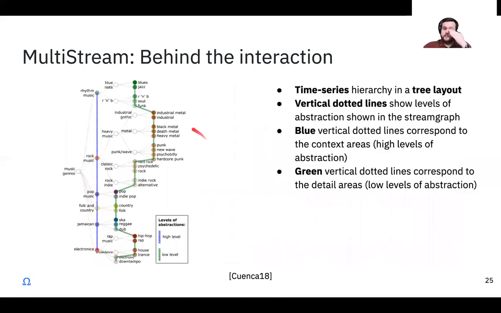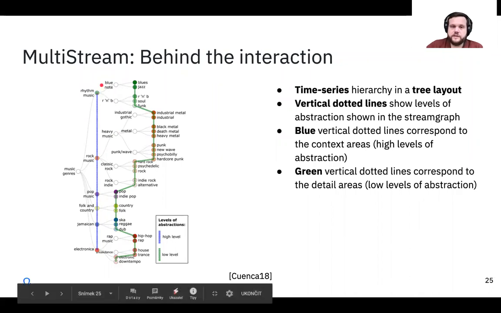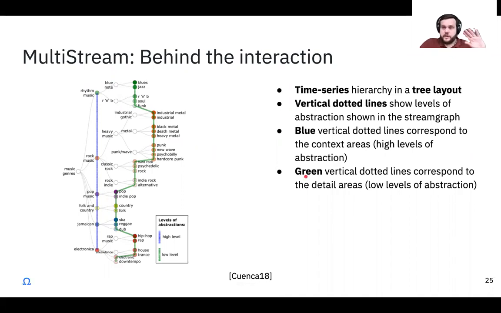A bit more about this topical tree. It's a time series hierarchy in a tree layout. The vertical dotted lines show levels of abstraction. The authors of the paper use the words high level abstraction or context areas for the blue connected levels, and for the green connected levels, those are the detail areas. So they say context, detail: in context you see the overview; in detail you see the detail simply.